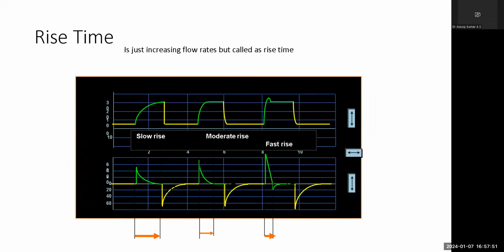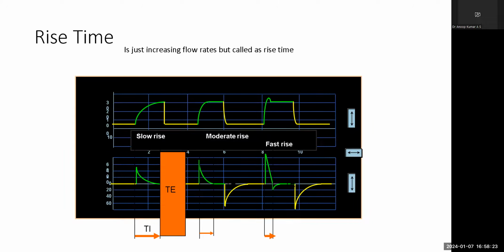So this is how it is shifting from inspiration to expiration. The rise time is, again, you can see this is the slow rise. Then we have the moderate rise and a fast rise. So it is just increasing the flow rates, but it is called the rise time. Even though it is called the rise time, it increases the flow rate. So this is the slower flow rate, this is the moderate flow rate, this is the very fast flow rate. So in the fast flow rate, you will be having a fast rise time. Or you have to keep the time on the lower value.